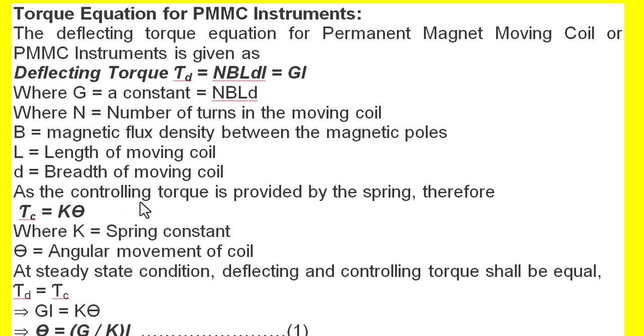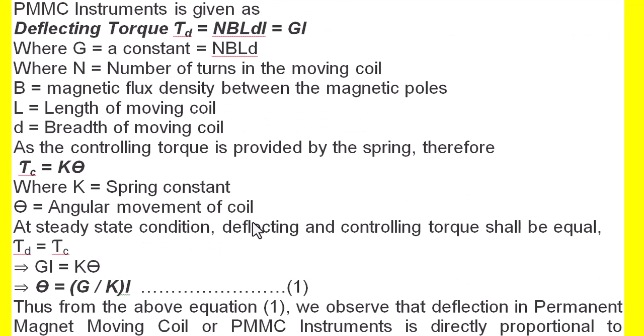Then we know the control torque is provided by the spring, and let us say the spring constant is K. Then the control torque can be written as Tc is equal to K theta, where theta is the angular movement of the coil. At steady state, the deflecting torque and the controlling torque are equal. So Td is equal to Tc, where Td is equal to GI, and Tc, the control torque, is K theta.